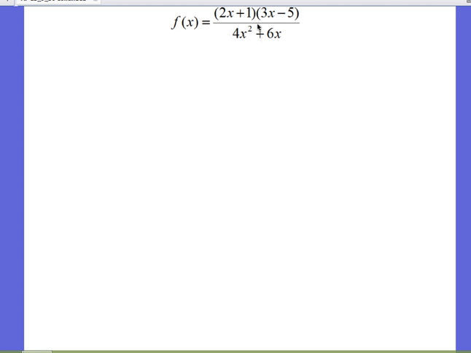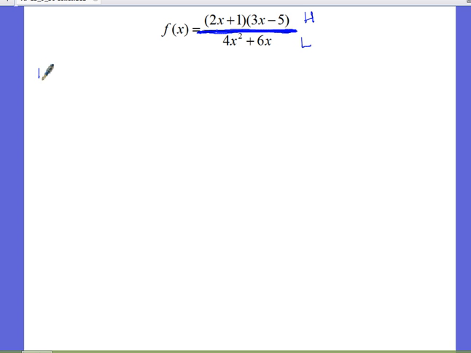So in looking at the problem that we have here, I want you to notice that it has a product and it has a quotient. What I need you to understand is the quotient is the rule that we're going to start with. The fact that that quotient bar is there. So this would be my high, this would be my low. So my high is equal to 2x plus 1, oopsie, times 3x minus 5.